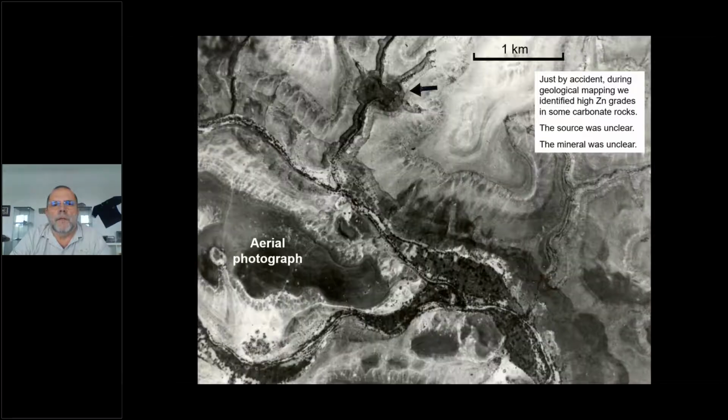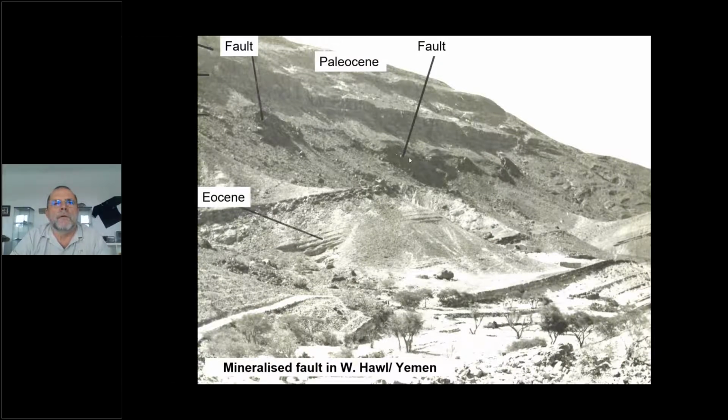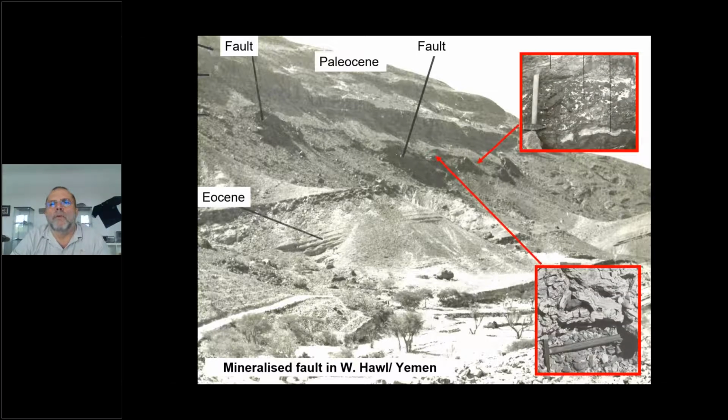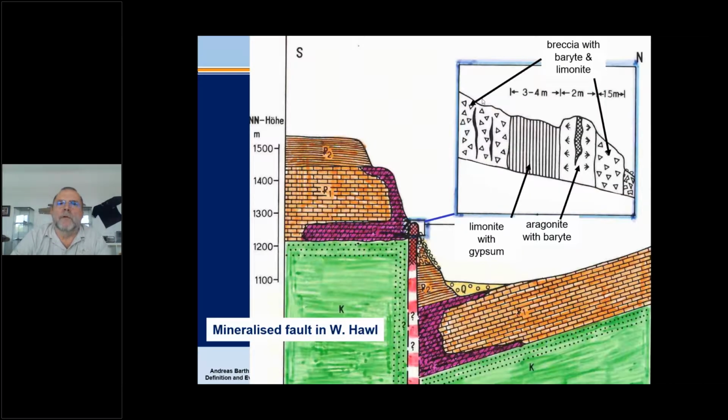So now if we get down to the valley here, we can see this. We can here see a fault structure, the Paleocene rocks, Eocene shales, and here this strong iron, hematite, limonite, and also mineralization, aragonite, barite, oxidized iron, gossan. So it looks like this. Thicknesses, 3, 4, 5, 10 meters, strong fractures, and this is a cross section through these rocks.